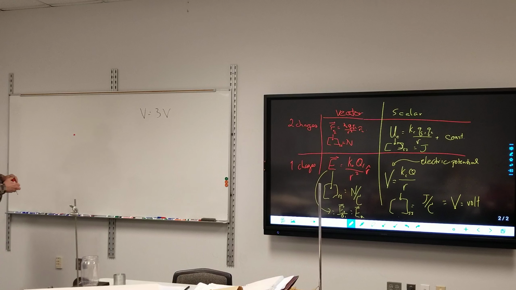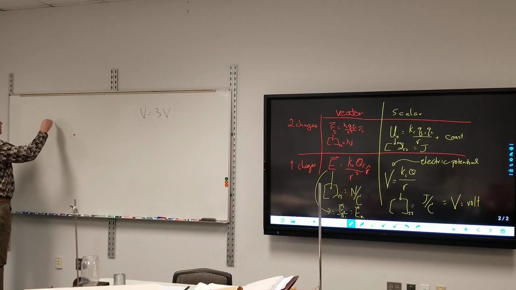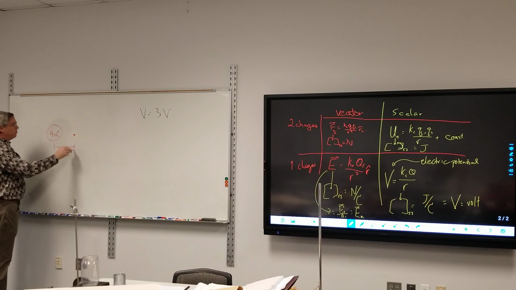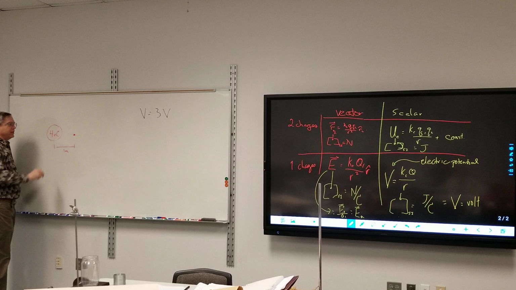So first off, if I've got, let's see, multiplying times K. So let's make this a 4 nanocoulomb charge right there. If I am 1 meter away, what is the electric potential?